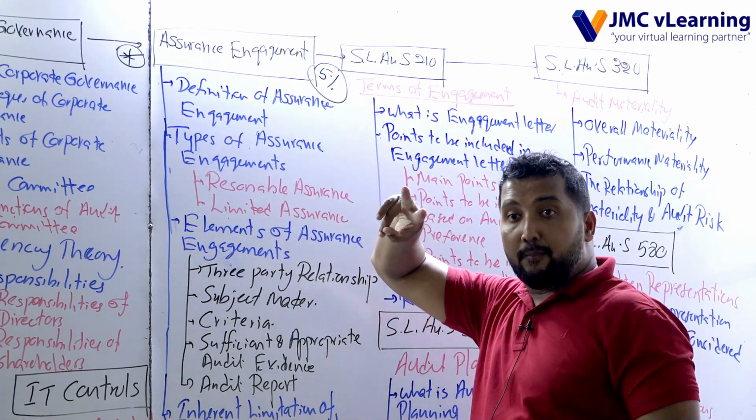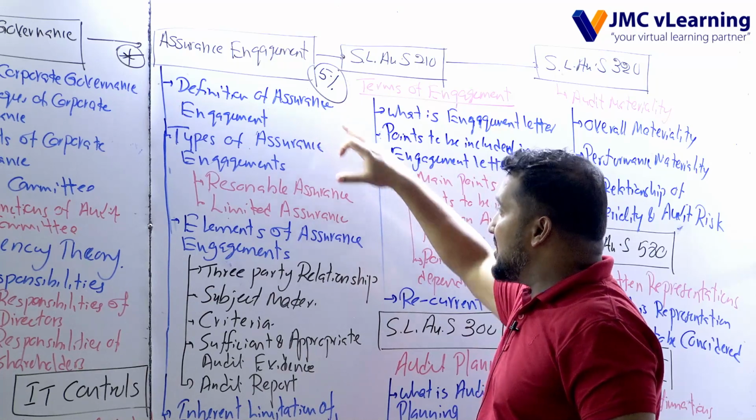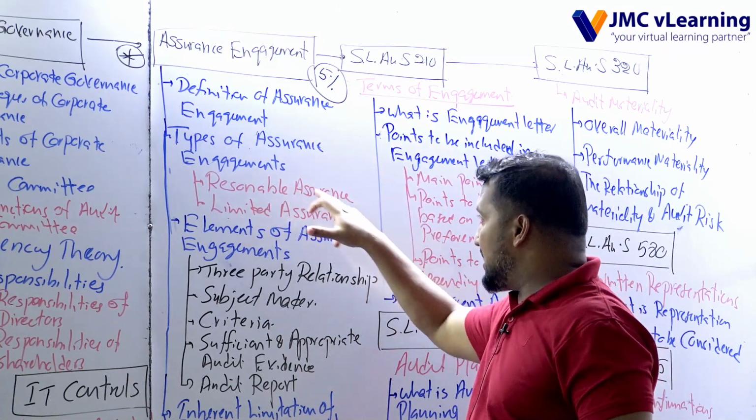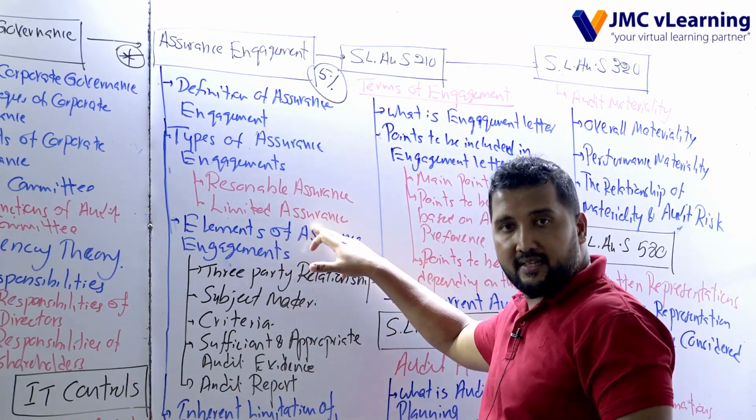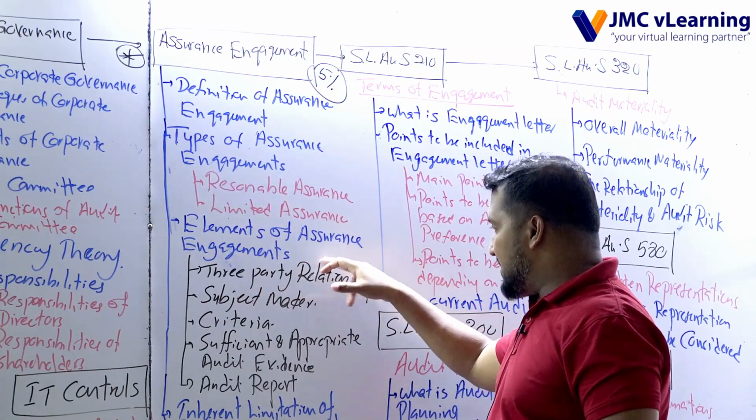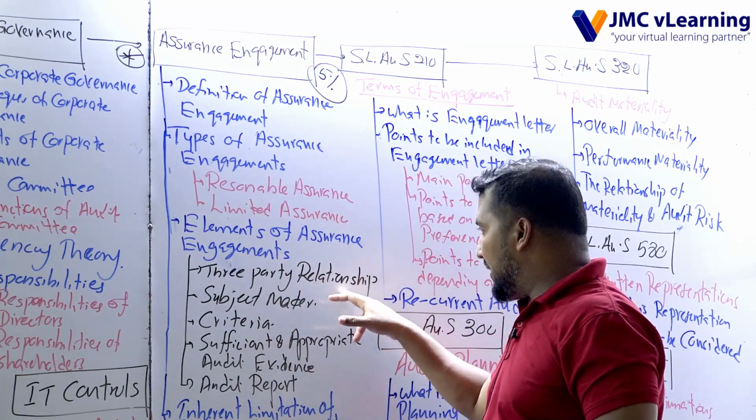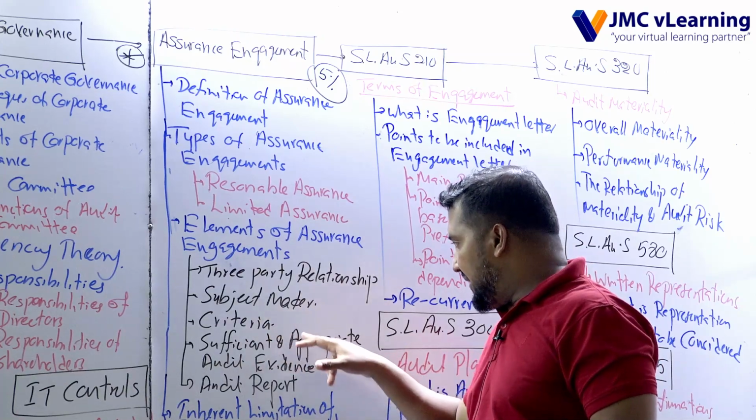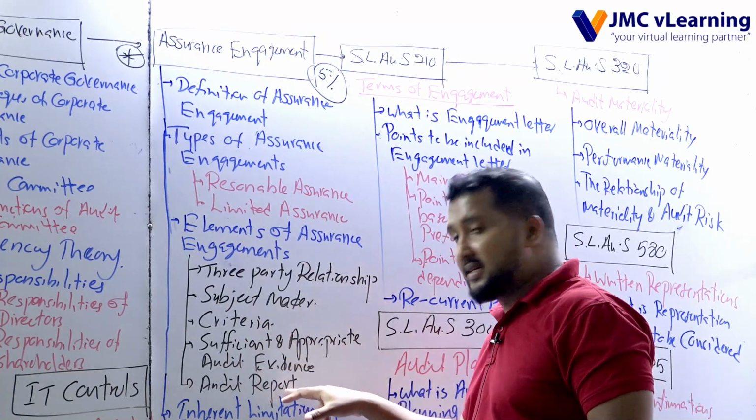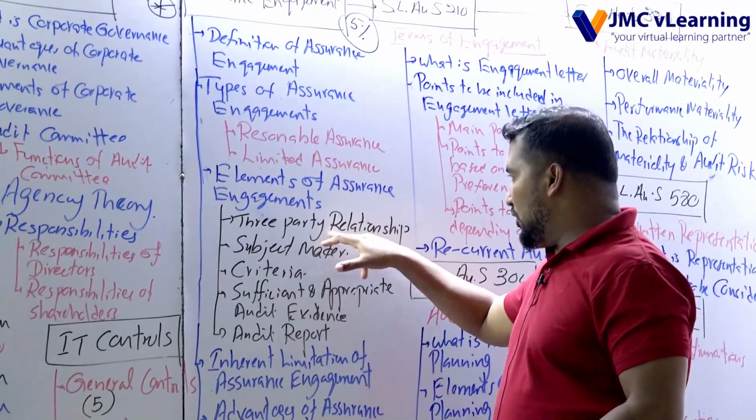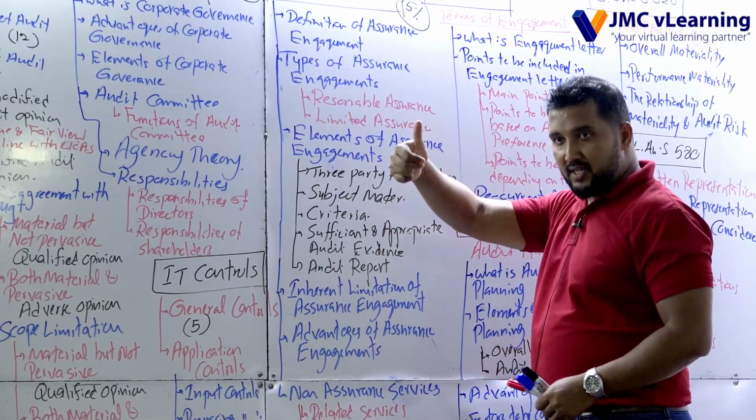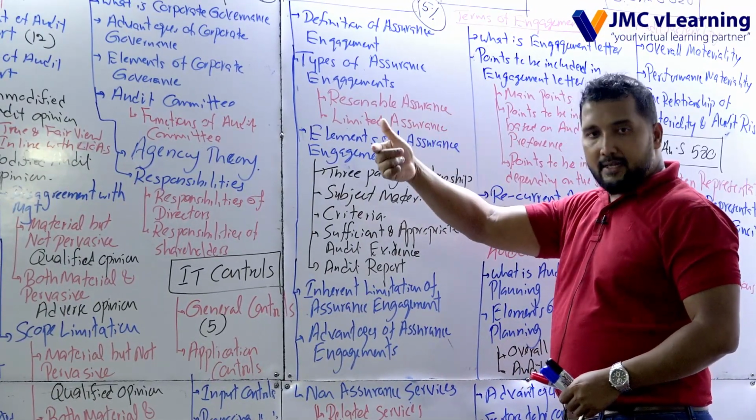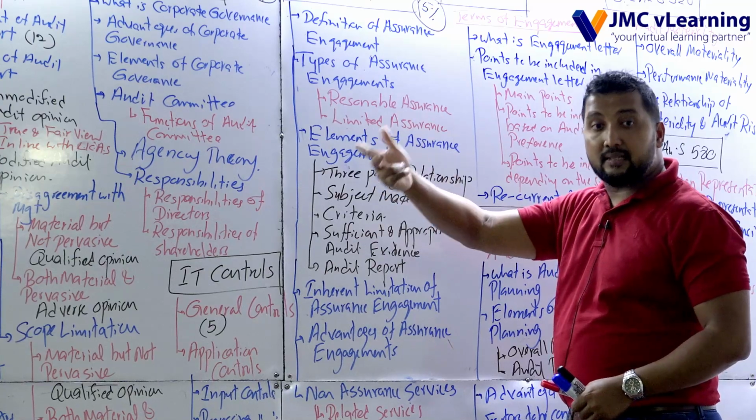I have discussed 2 important definitions in our theory class. Then the types of assurance engagement, reasonable assurance engagement and limited assurance engagement. Then the elements of assurance engagement. There are 5 elements: 3-party relationship, subject matter, criteria, sufficient and appropriate audit evidence and the audit report as well. So what are the 3 parties involved? The users of the financial statements, the parties who are responsible for the financial statements and the practitioner.